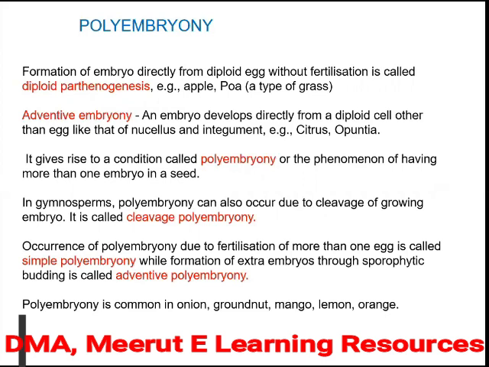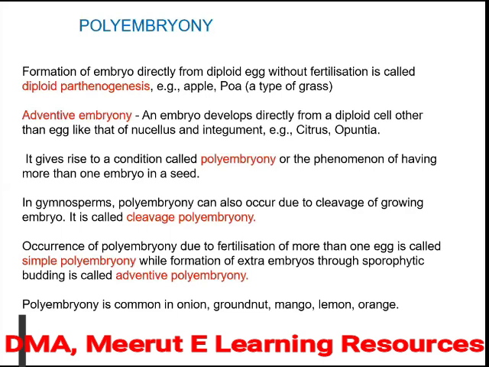This is because of adventive embryony. An embryo develops directly from a diploid cell other than the egg cell, maybe from the nucellus, maybe from the integuments. There you can see it in citrus, in Opuntia. In certain cases you find more than one nucellus cell becomes special and behaves as a megaspore mother cell, and they get converted into an embryo after fertilization. Got it? So more than one embryo sac is formed in the seed, resulting in the formation of more than one embryo. So there are different ways of polyembryony.